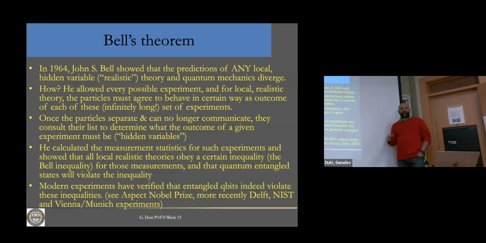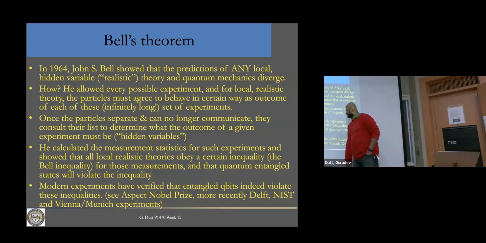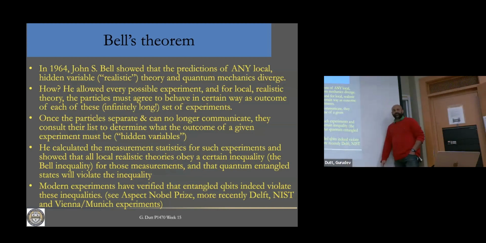But there were still some doubts. There are other loopholes, so to speak, in these tests, which have now recently been closed. Okay, so in these sets of experiments from these groups, they have shown that even those loopholes can be closed, and now we completely think that nature is definitely not described, let's put it that way, by a local realistic theory, because Bell's inequality has been violated for all of these experiments.